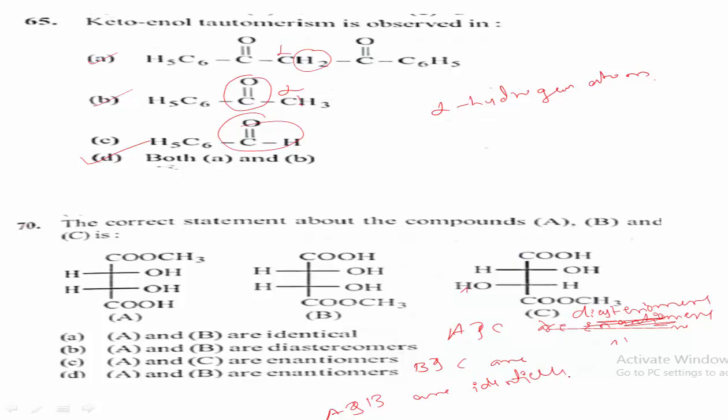Okay, which one is given in the option? A and B are diastereomers? No, A and C are diastereomers. A and B are identical. Okay, therefore option A is the right answer.